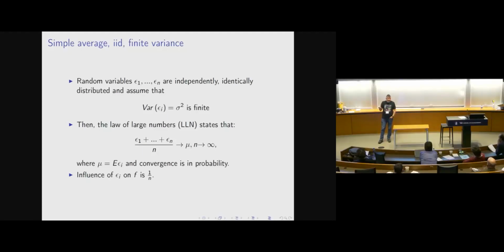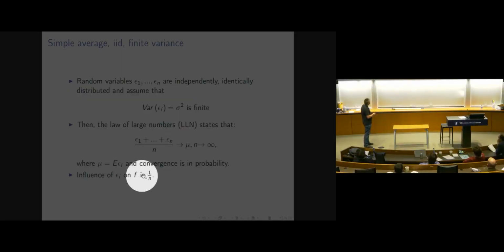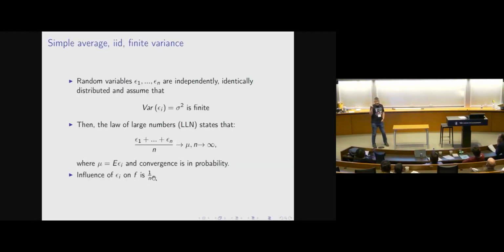So the average, or the linear function of this variable, epsilon 1 to epsilon n, divided by n, converges to its mean as n goes to infinity. Okay, the classic law of large numbers, which you remember from introductory statistics and from econometrics classes. One thing I want to emphasize here is that the influence of each epsilon I is going to be 1 over n. Okay, so that's something to keep in mind, that's important.